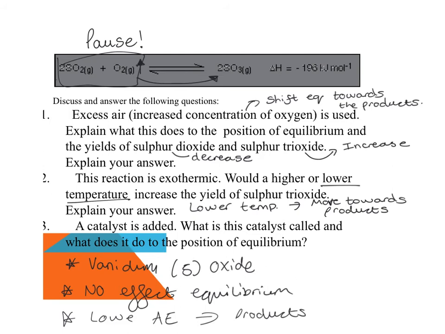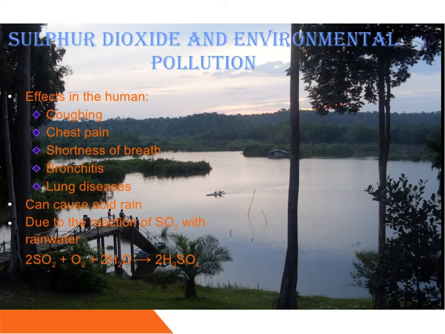Okay, so we talked a little bit about the issues with sulfur trioxide, but if you can remember from last year, sulfur dioxide is also a massive issue. Okay, so sulfur dioxide can affect a human in quite a lot of ways. It can cause coughing, chest pain, shortness of breath, lung disease. Okay, but the big thing is it can cause acid rain.